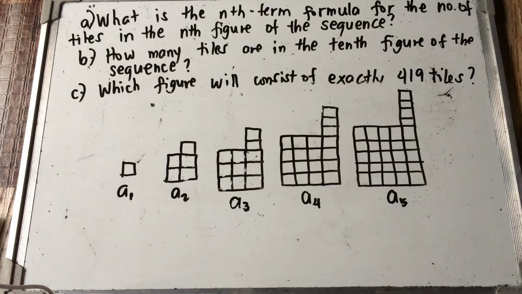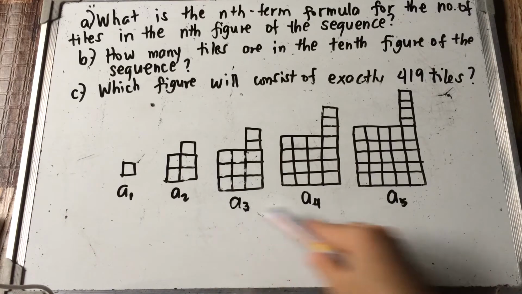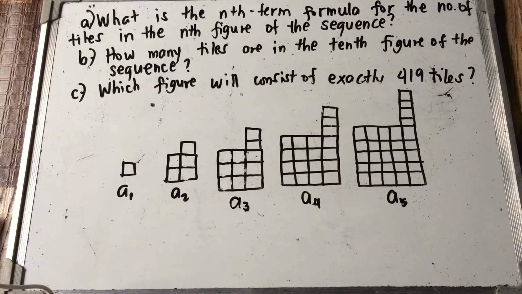So for number 2, given the figure of the given sequence, we have to determine the following. For letter A, what is the nth term formula for the number of tiles in the nth figure of the sequence? Letter B, how many tiles are in the 10th figure of the sequence? And then letter C, which figure will consist of exactly 419 tiles? So let us start.